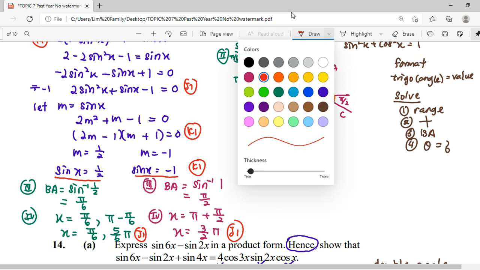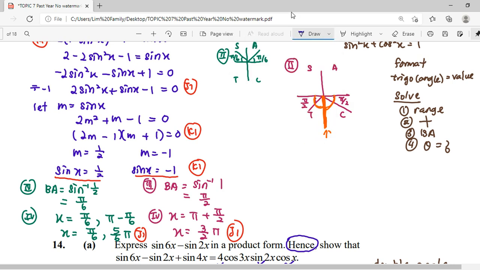So normally, if we want to make the solution look nice, we will combine back. x will equal to pi over 6, 5 over 6 pi, and then 3 over 2 pi. So we can see it more clearly. So this is our answer.